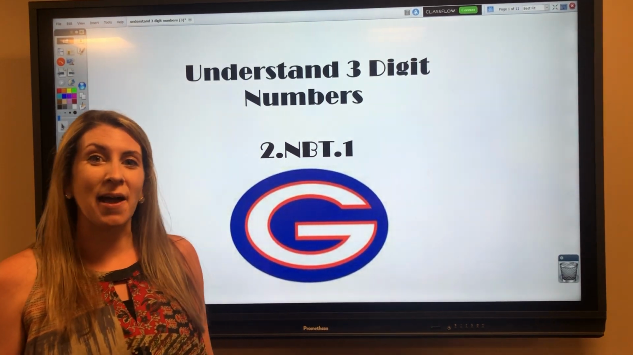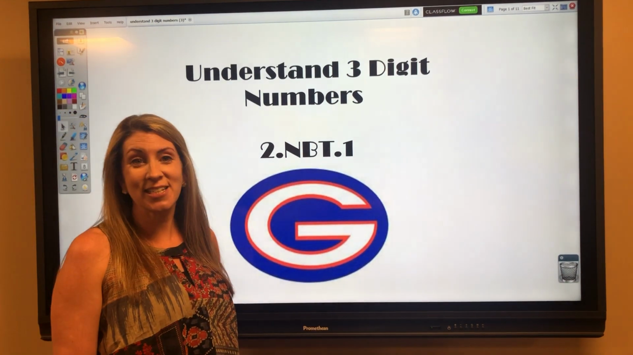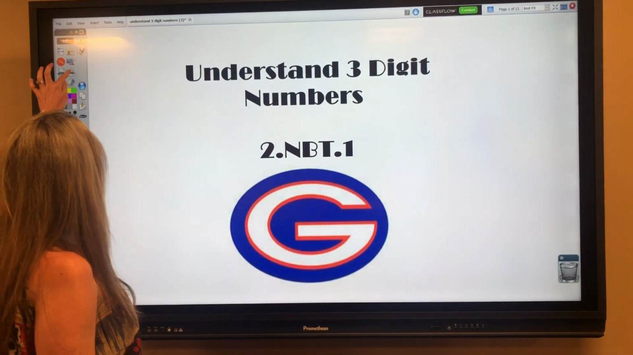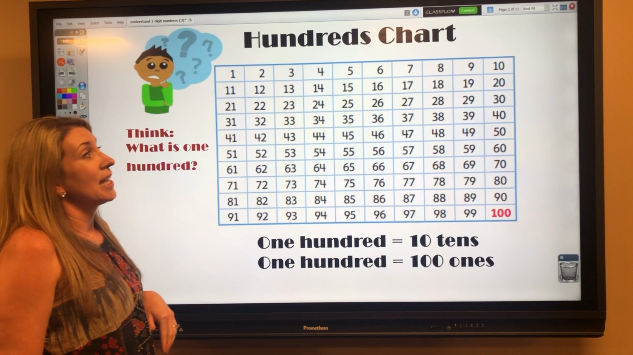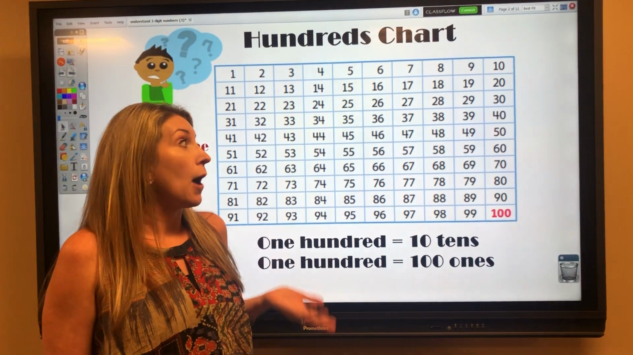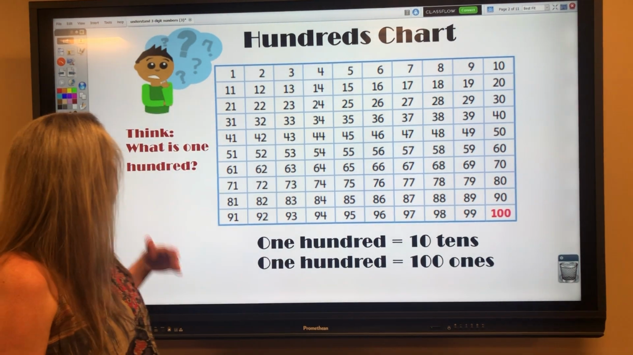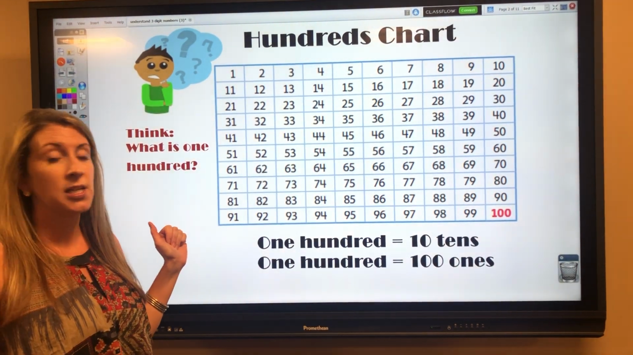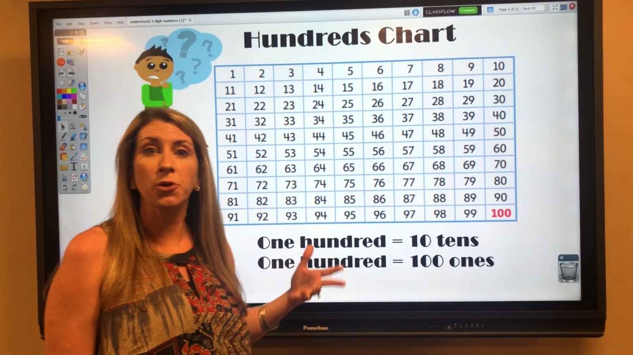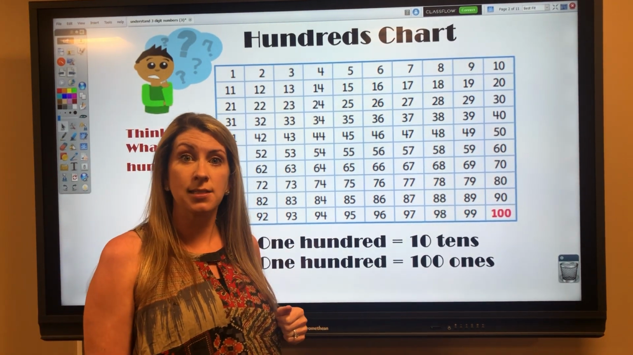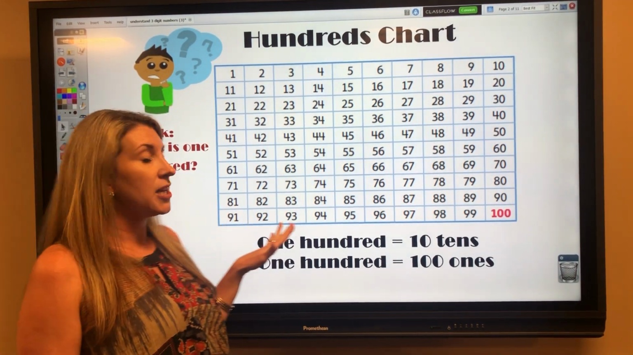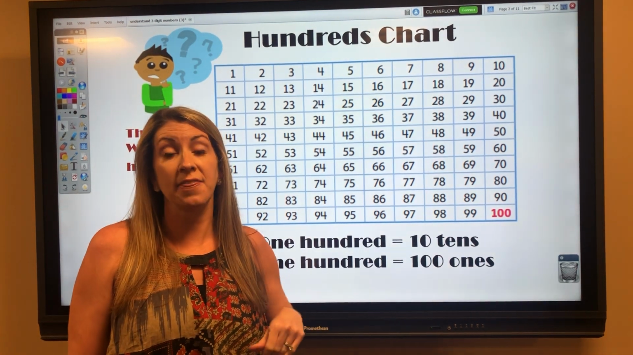Today we're going to talk about understanding three-digit numbers. So before we talk about what are three-digit numbers, we need to talk about what it means to be 100. If you have a hundredths chart in your room, I'm sure you've seen something like this. Take a second to pause the video and look over this hundredths chart at the different numbers.